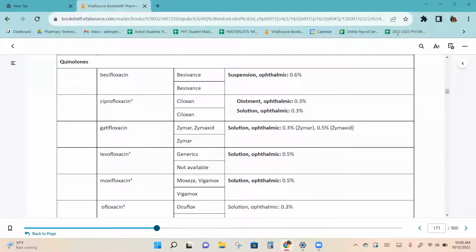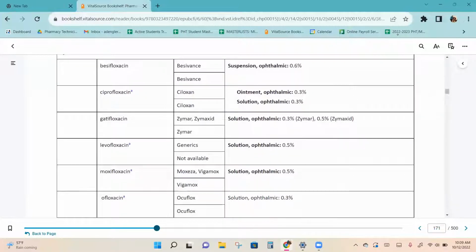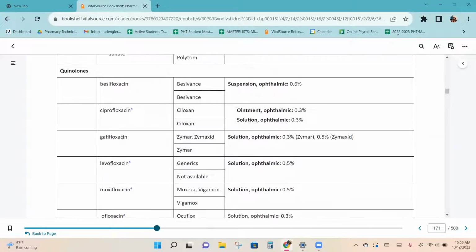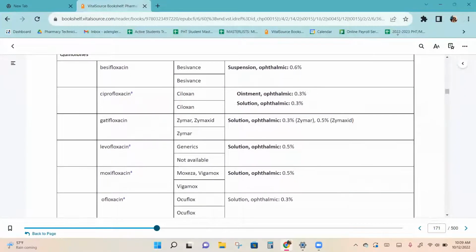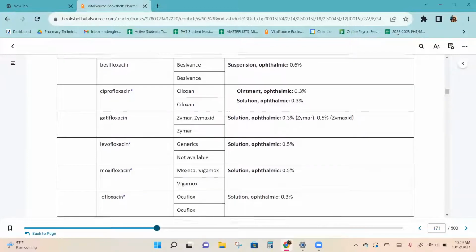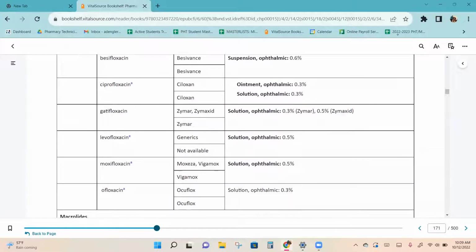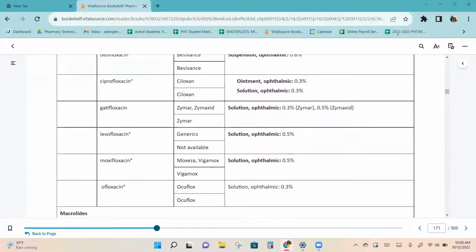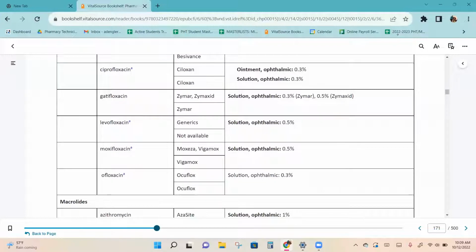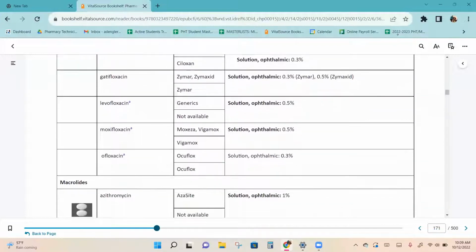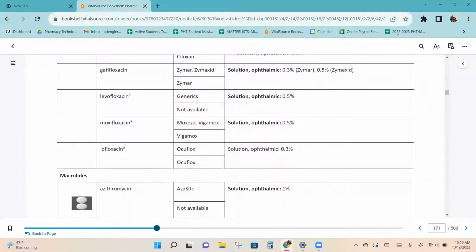The quinolones, we have quite a few eye drops in this class. Besivance, which is a little bit newer, is besifloxacin. You can see all of these have that common ending of floxacin, as do quinolones. Ciprofloxacin is available as a solution and an ointment. Same with Zymar or Zymaxid. Levofloxacin, moxifloxacin are available in solution.